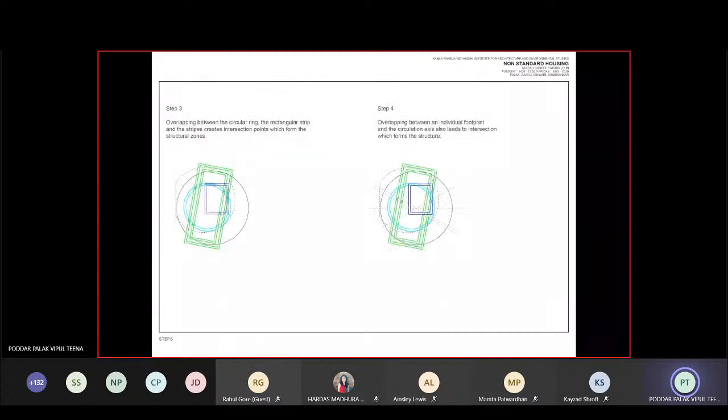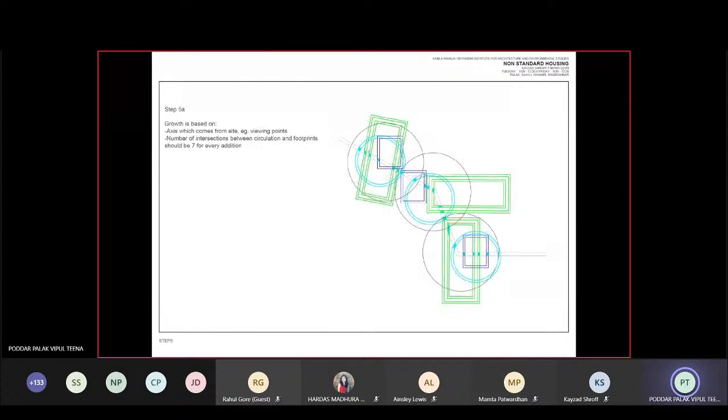And at this point, we were not introduced to the site. So we were imagining the site and working on a series of steps that might work when the site will be introduced to us. So in this step, we thought that we can come up with an axis which will come from site eventually.